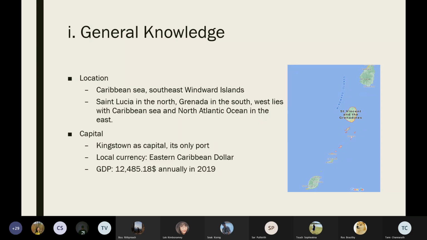First, the location. Saint Vincent and the Grenadines is located in the Caribbean Sea in the southeast Windward Islands. In the north it is near Saint Lucia, and in the south it is nearby Grenada. In the west it lies along the Caribbean Sea, and in the east it lies along the North Atlantic Ocean. Its capital is Kingstown, and the port is located in the capital. Their local currency is the Eastern Caribbean dollar, and the GDP of the country is 12,485 and 18 cents.